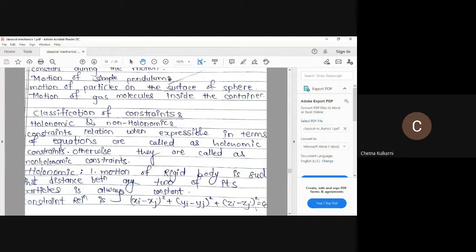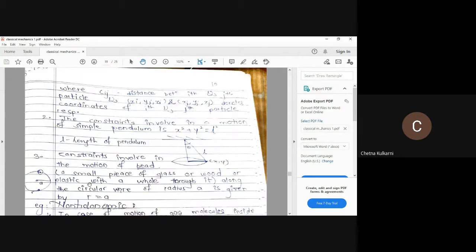So this distance formula tells us that whatever motion of a rigid body we have, it has some restriction. What is that restriction? The distance between them is always constant, whatever type of motion you apply. That is what we call a holonomic constraint. Holonomic constraint means the constraint relation can be expressed in terms of an equation. Here we have seen that this is the distance between the ith and jth particle of the system.